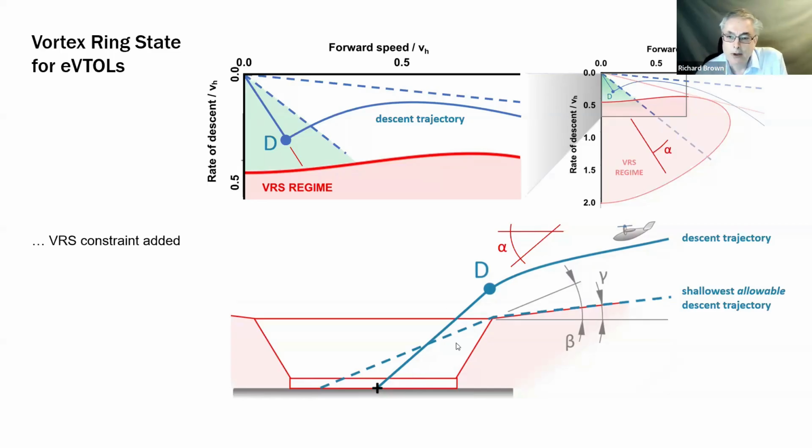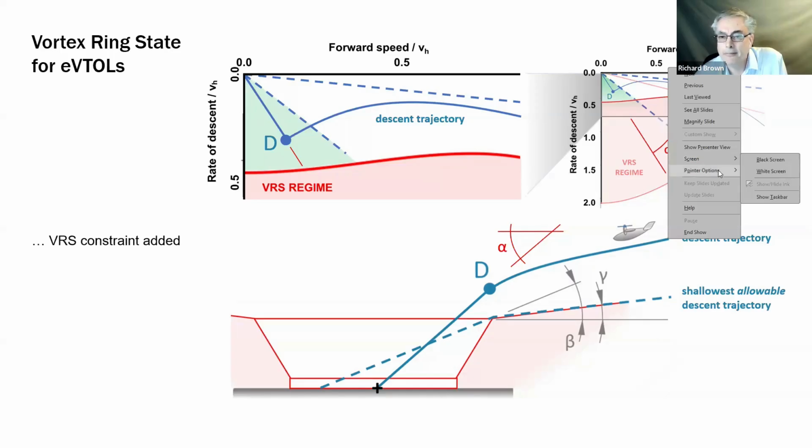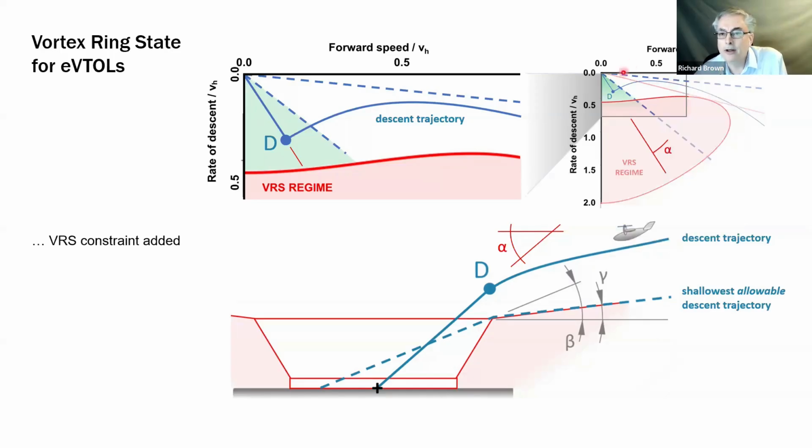Now, if you take that geometry and map it across to this diagram, which some of you will be familiar with, it's the standard diagram which shows that part of the flight envelope which is subject to vortex ring state. On the horizontal axis, I have the forward speed of the aircraft, and on the vertical axis, the rate of descent. Vortex ring state is encountered over a range of forward speeds and rates of descent, as shown by this red kidney-shaped lobe.